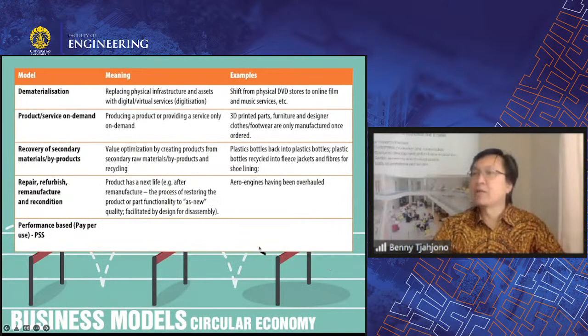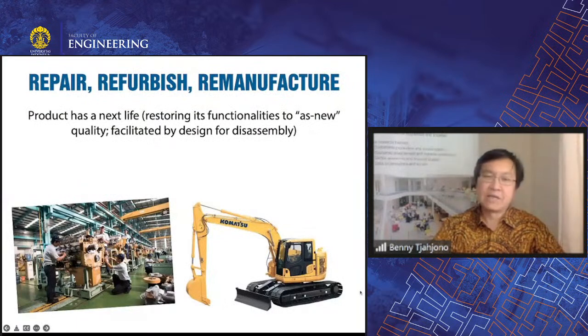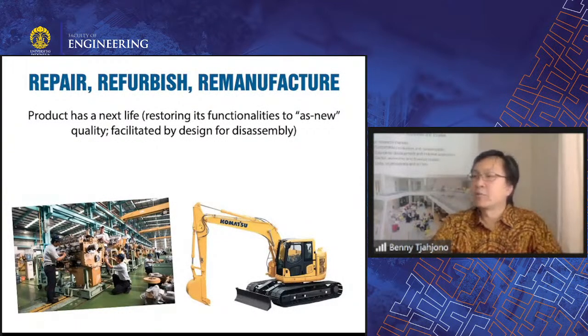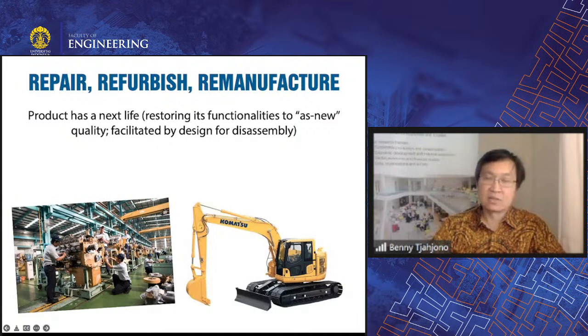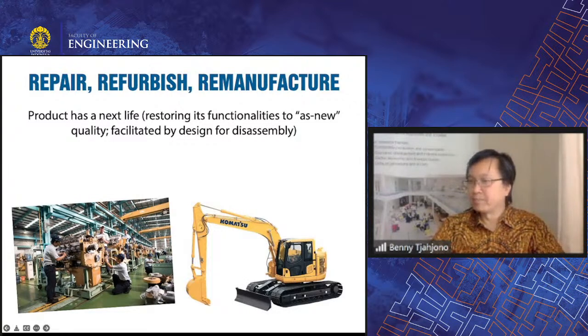Okay, so the fourth business model is repair, refurbish, and remanufacture. Again, there's a company in Indonesia I visited a couple of years ago, Komatsu. They are selling both brand new tractors and also remanufactured tractors. And the business model here is interesting because the reman tractor will have slightly different inventory models, slightly different production systems. What is interesting is that the company is selling both brand new and also remanufactured products.